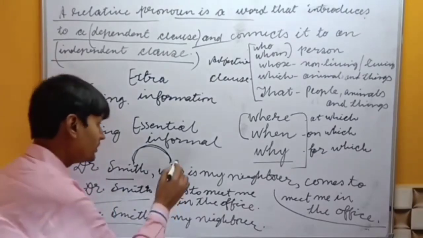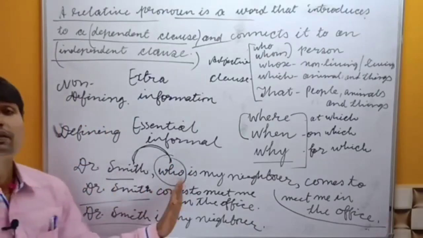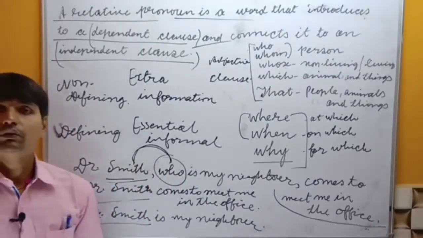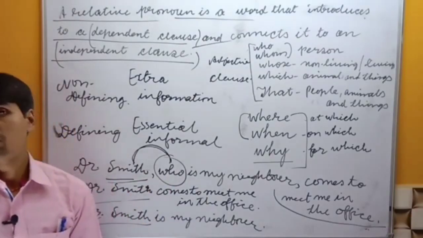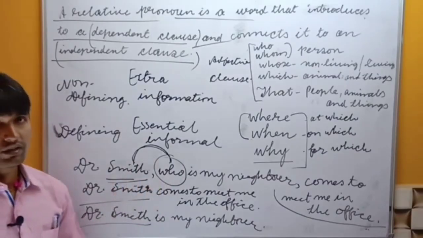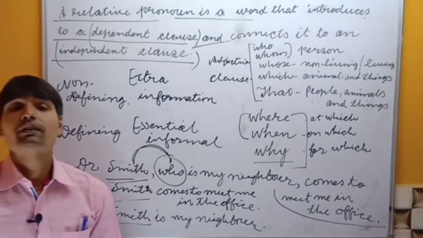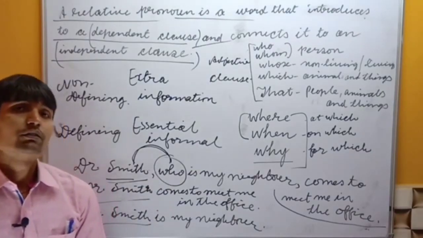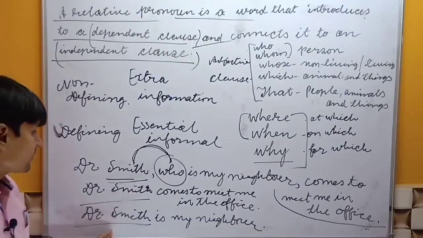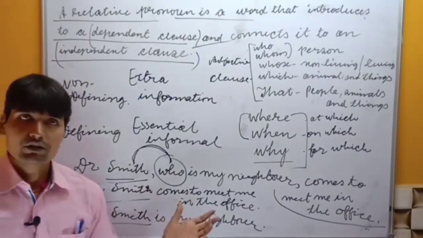So here who has been used as a subject. Who is who? Here Dr. Smith is who, and it is completely replacing Dr. Smith. You know that a pronoun always replaces a noun. So the pronoun has been replaced with the help of who, and it is also showing the relation with Smith. Who is Smith? Smith is the doctor, and who has been used in place of Dr. Smith as the subject of the relative clause.